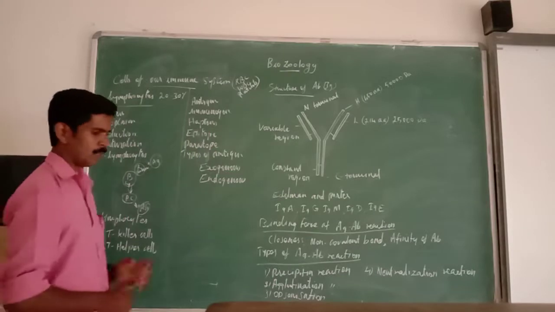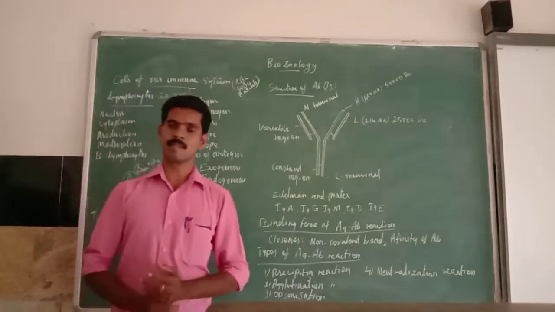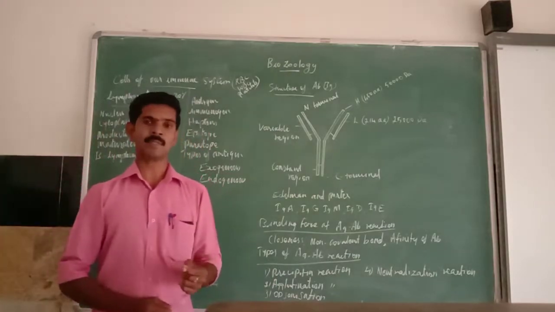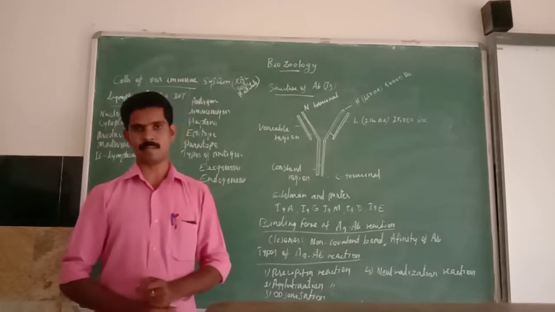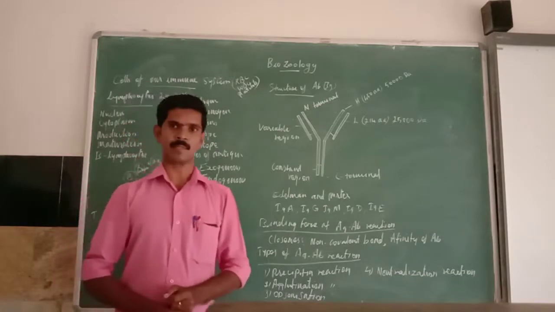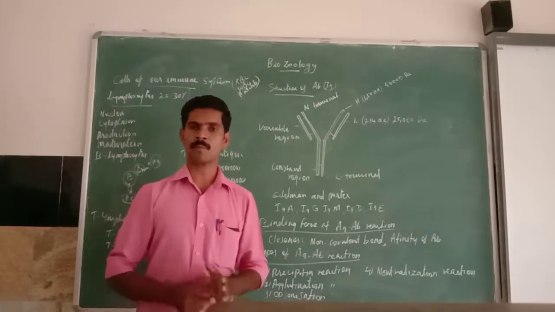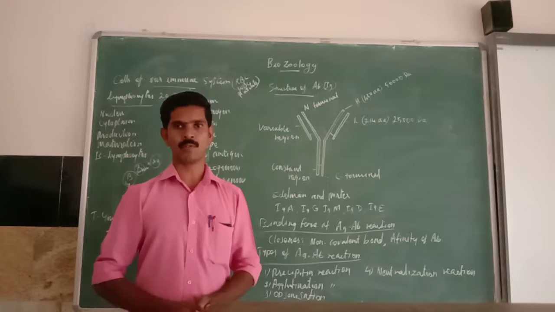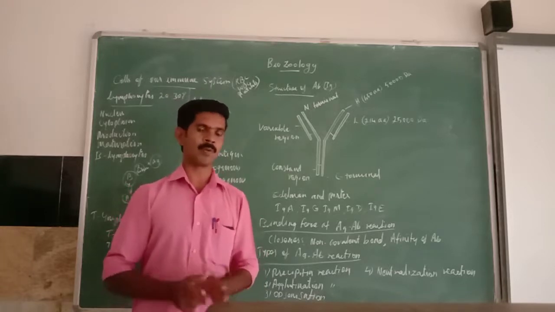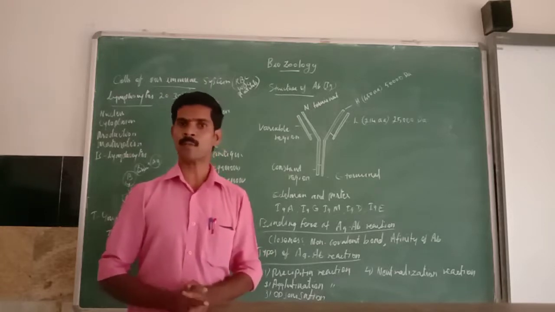Then there are two types of lymphocytes present in our body: B lymphocyte and T lymphocyte. Both B lymphocytes and T lymphocytes are produced inside the bone marrow. You all know bone marrow is one example of a primary lymphoid organ.